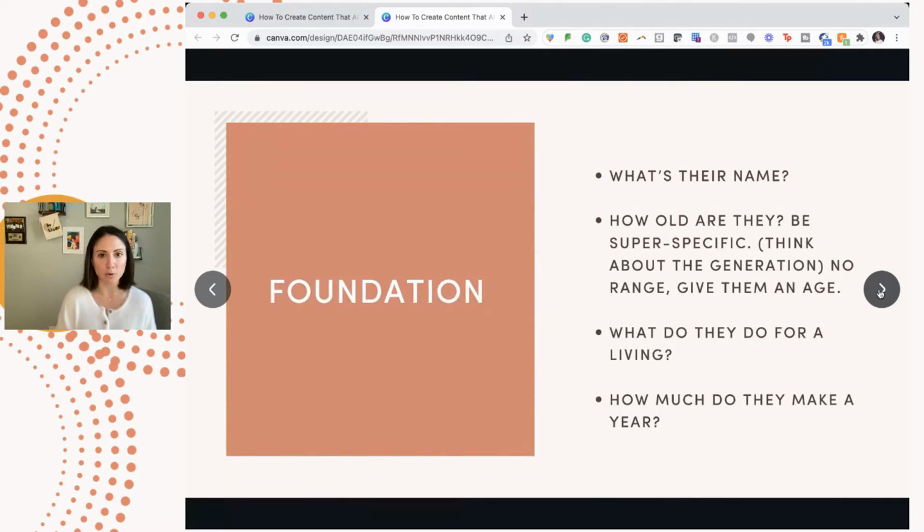So foundational questions. So I want you to give your avatar a name, a specific name. We are creating an ideal individual. This is not a broad sense. So an individual name. How old are they? And I want you to be super specific because this is where like cultural references come into play, depending upon how old they are. So give them an age, not 20 to 35. No, say like this person is 28.